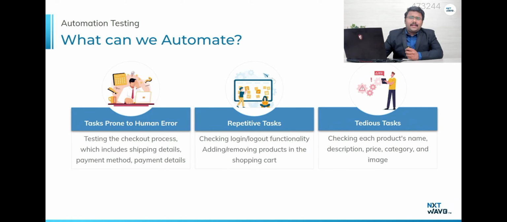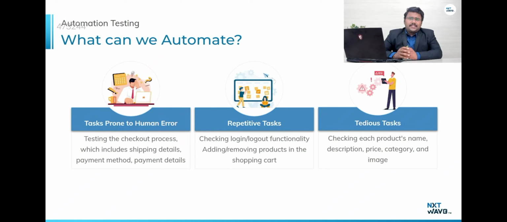Okay, and then there are other repetitive tasks like checking the login logout functionality, or adding and removing products in a shopping cart, which you would probably do for every product that is available in the application. Okay, so we can automate those tasks as well. Or other things could be like certain tedious tasks where there's a lot of human effort and interaction. For example, checking whether each and every product's name is correct or not, each and every product's description is correct or not, its price, category, images, etc., right? So checking all of them could also be automated. Okay, so there could be a multitude of similar tasks like this. So in a nutshell, what you can think of is whatever steps we do manually, we can perform all of them in an automated way using the relevant tools and approaches.